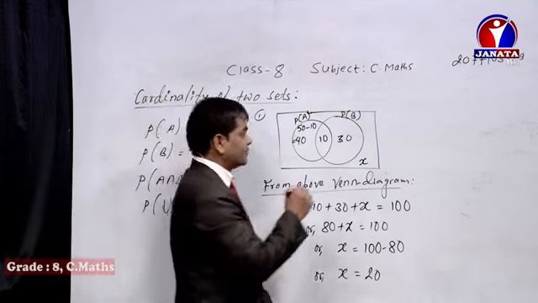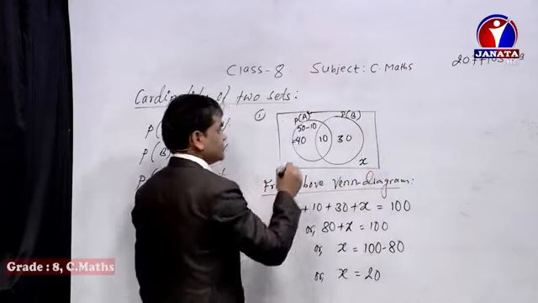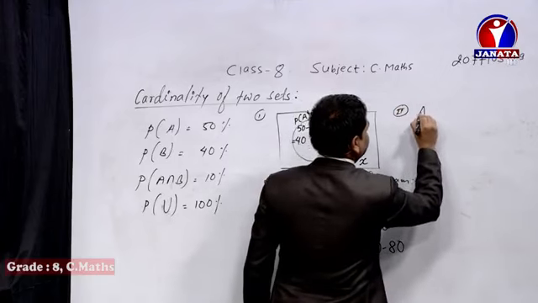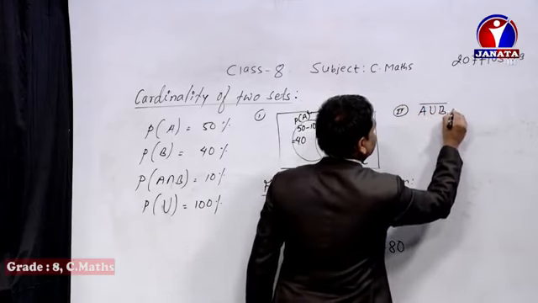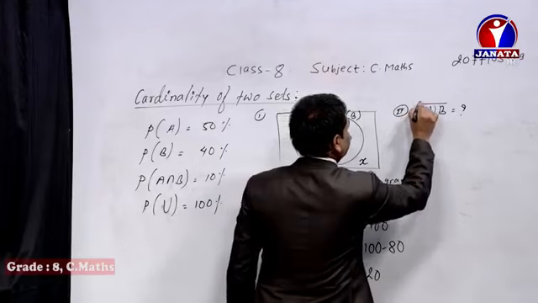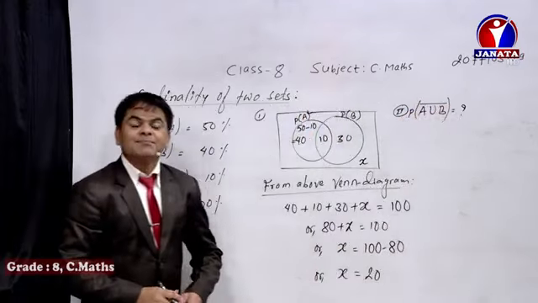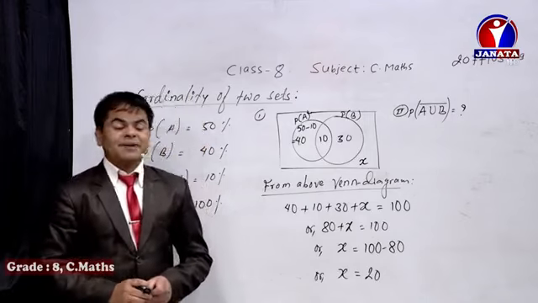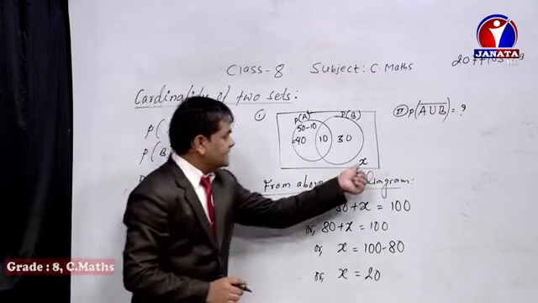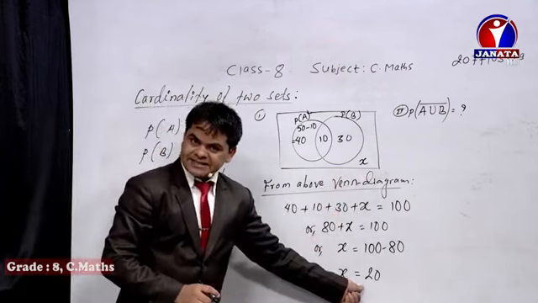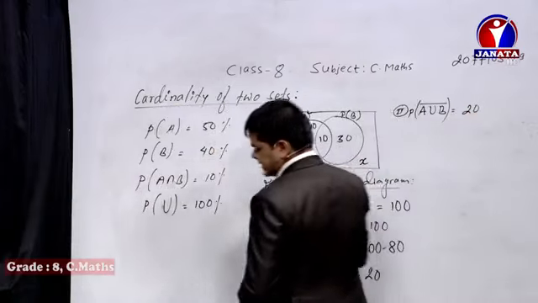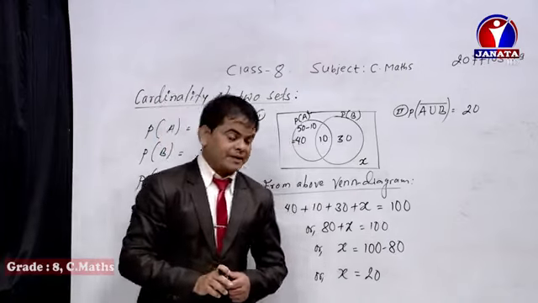Now what can we ask in the question? Another question, number 2, dear students, I'm going to write here: find P(A union B complement). What do you mean by this? It means, as you have already learned, the value except the values of both circles. That means it represents x, and x we have got as 20, so you can write the answer as 20.